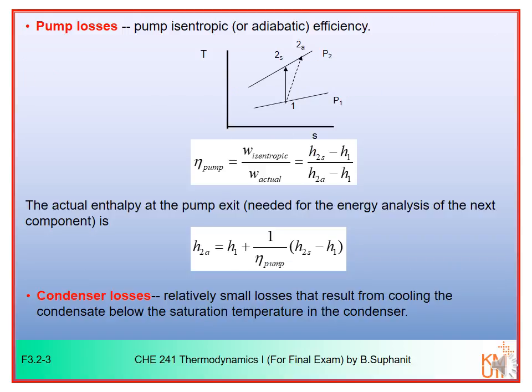Irreversibility can also come from the pump when the pump operates in a non-isentropic way. And the losses can be from the condenser, where we have the cooling of the condensate to below the saturation temperature. All of these irreversibilities will make the Rankine cycle become the actual Rankine cycle.